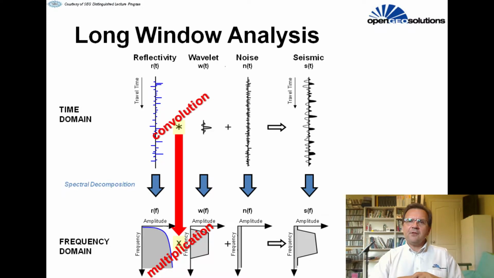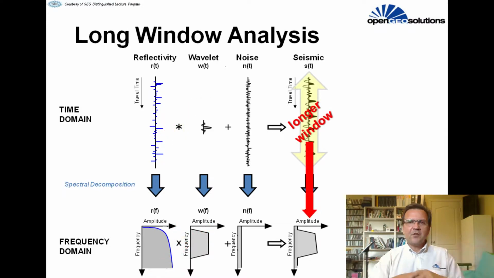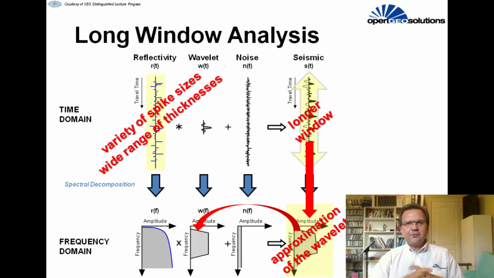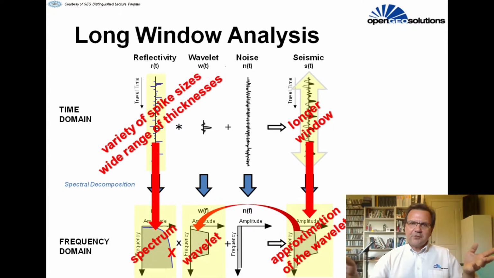Historically, it was accepted that if you transform a longer window, the resulting spectral shape becomes a reasonable representation of the amplitude spectrum of the wavelet. The reason for this is when you examine a long window of geology, and that geology contains a large variety of reflection spike sizes and also a wide range of bed thicknesses, you end up with a spectrum that, when multiplied by the wavelet shape, produces something that approximates the shape of the wavelet.